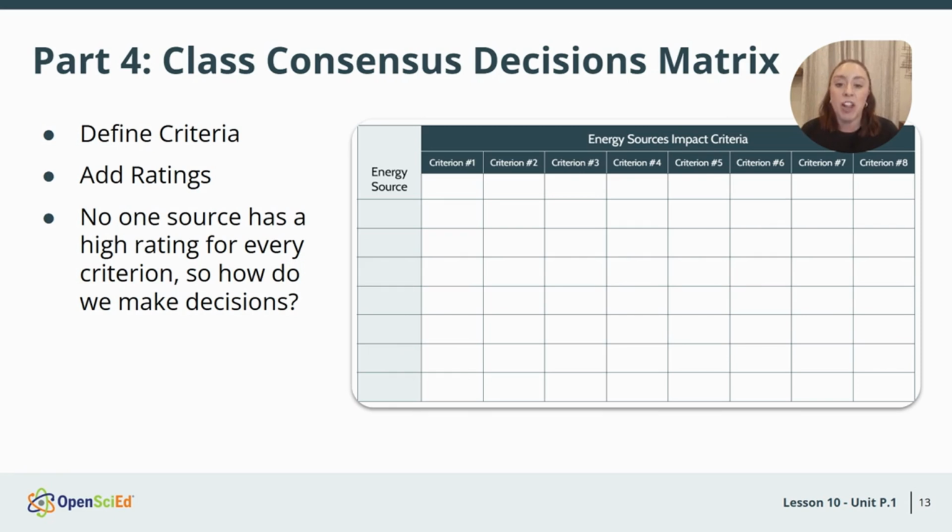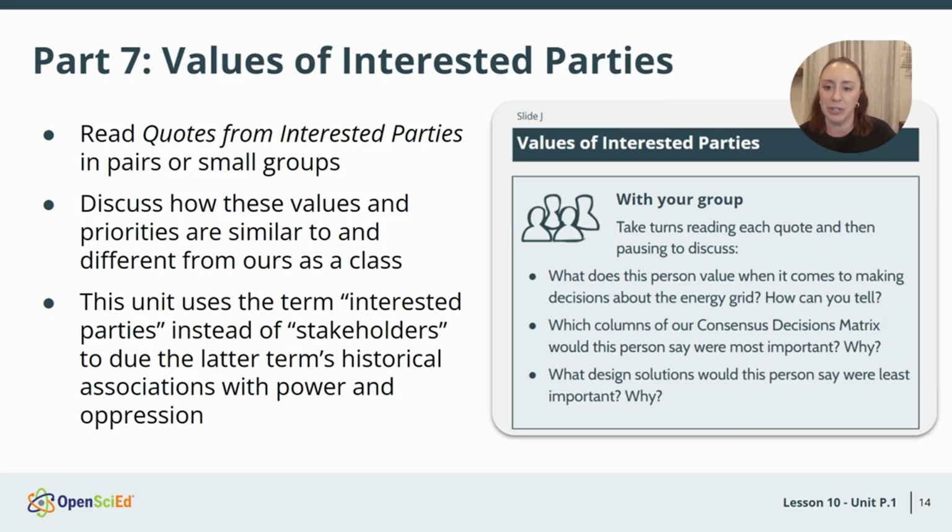So from here, we develop our class consensus matrix. Again, this will mirror the ones that we have as individuals from lesson 4. And so as a class, we decide what criteria we want to consider across the top. We'll add in our sources. We'll decide on our rating system. Maybe it's the same from lesson 4. Maybe we decide on a different one. And by doing this, we realize that no one source has a high rating for every criteria. So how do we decide which criteria are important? Because there's no one clear source winner.